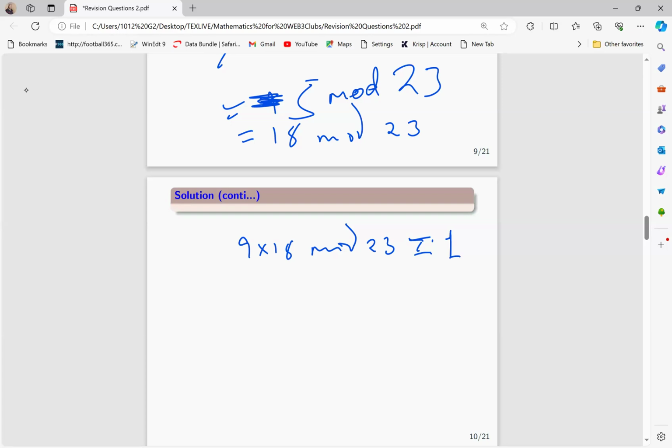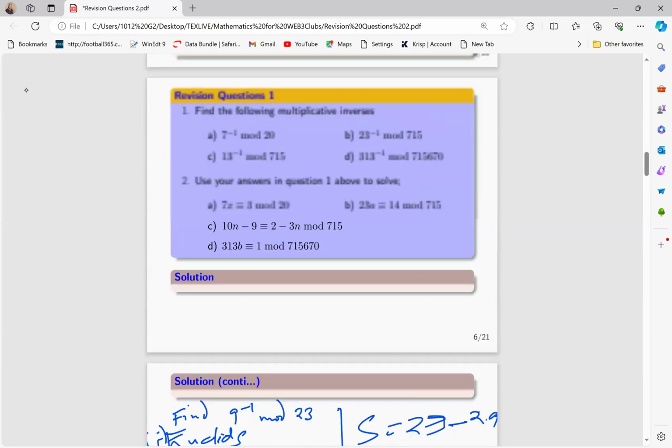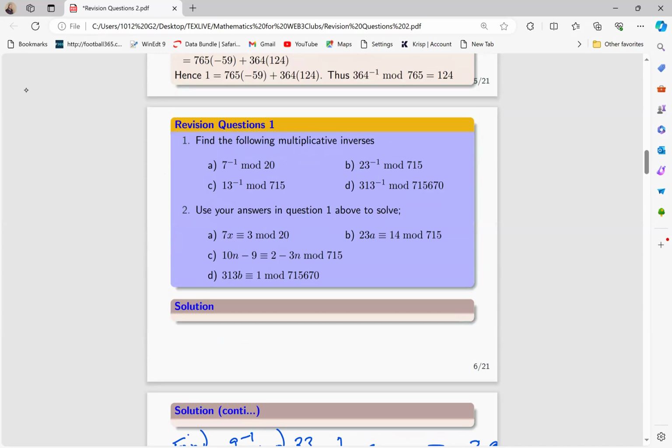I had said that even negative 5 was correct, but we just wanted a positive number. In fact, it's negative 5 that gave us this 18. Negative 5 was correct, but you make it positive. Yes, next person.